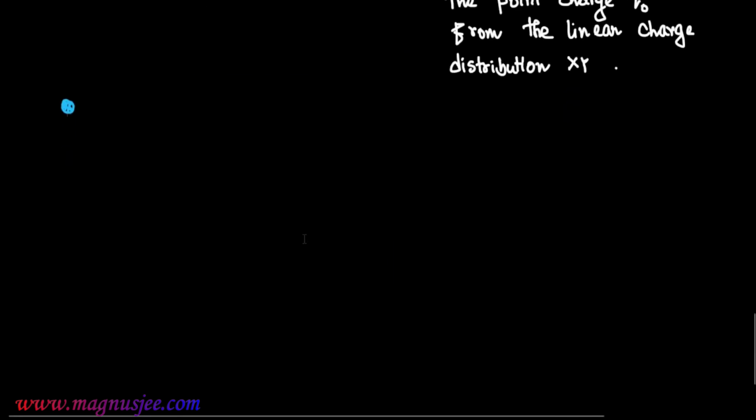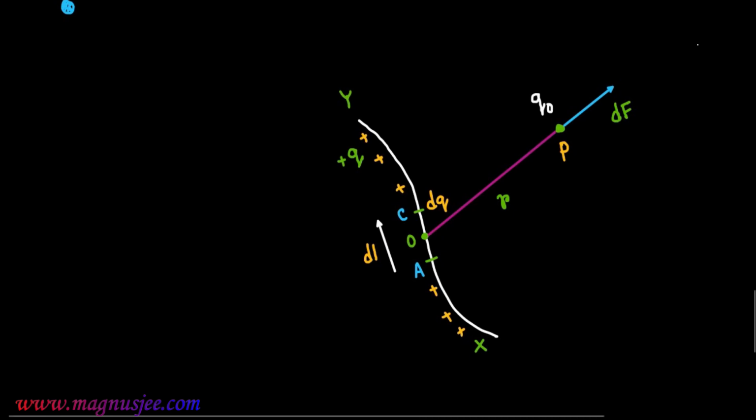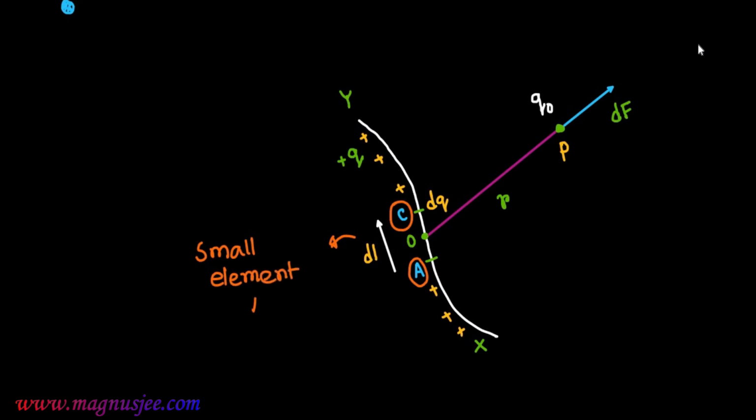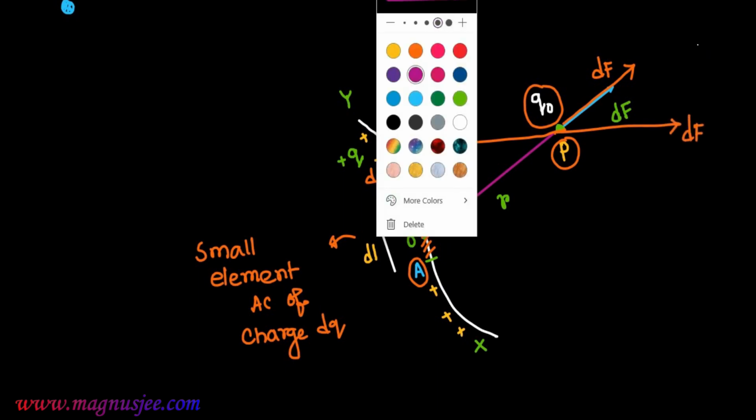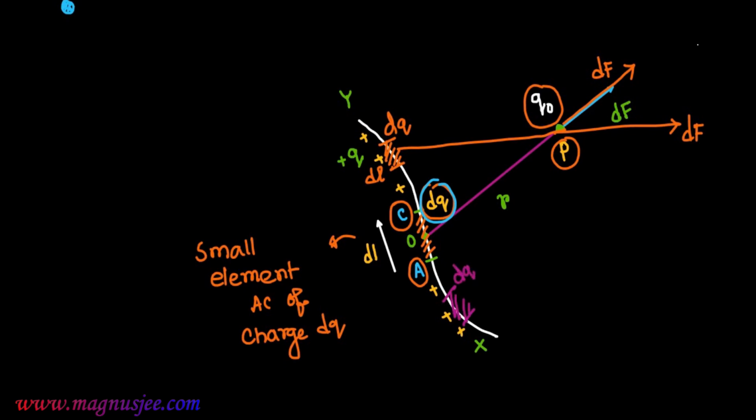Additional information with this topic. AC is a small element, and dl is the length of the small element AC on the linear charge distribution. dq is the charge contained by the small element AC. Q naught is a point charge placed at P, and it experiences an electrostatic force dF along that direction. Similarly, in the lower portion we have a charge dq, and that small charge will apply a force dF on the point charge Q naught.